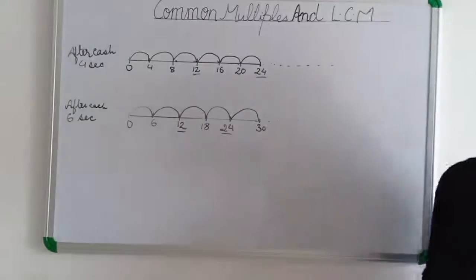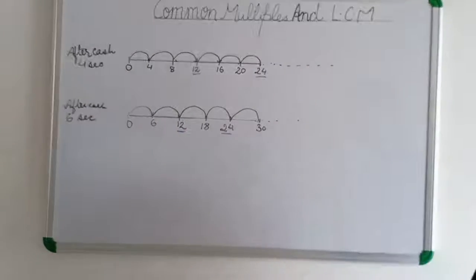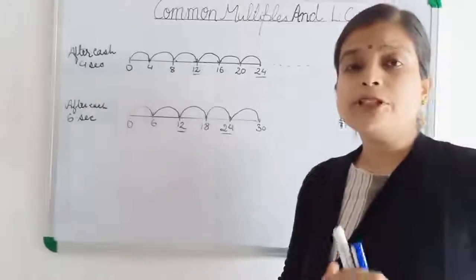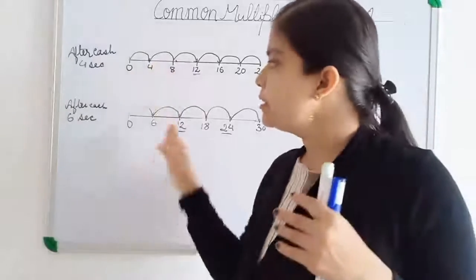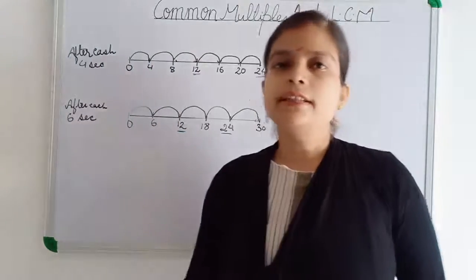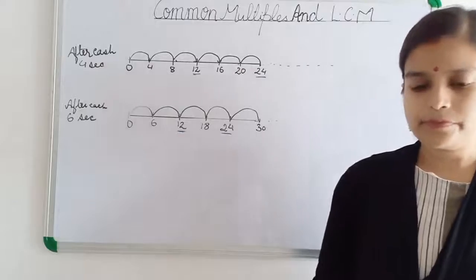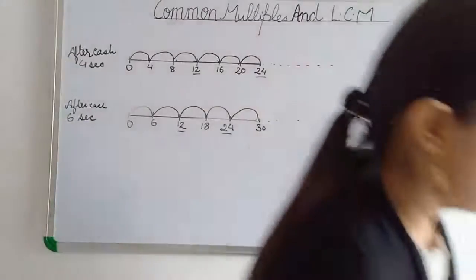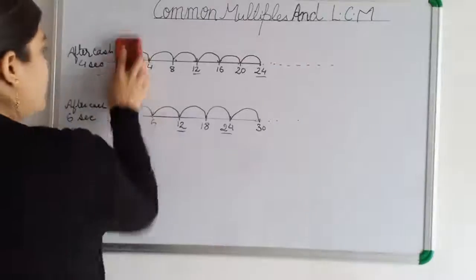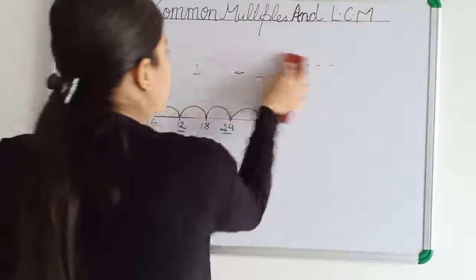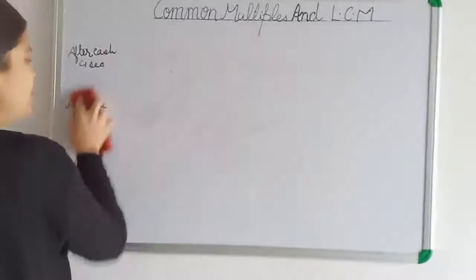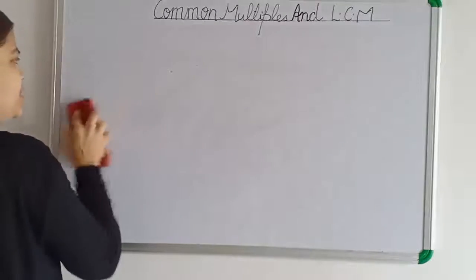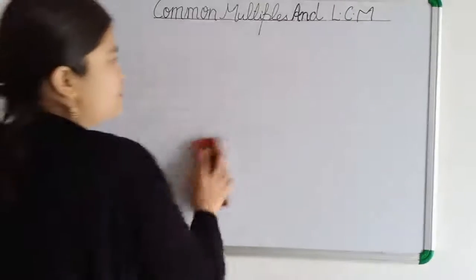The multiples common to both numbers are called common multiples. The multiple which is common to both numbers, it is a multiple of 4 and also a multiple of 6, is known as a common multiple. So to find the common multiples, first we will write the multiples of the numbers and then we will find the common multiples of them. That only we are going to do now. So for example, here it is given to you.